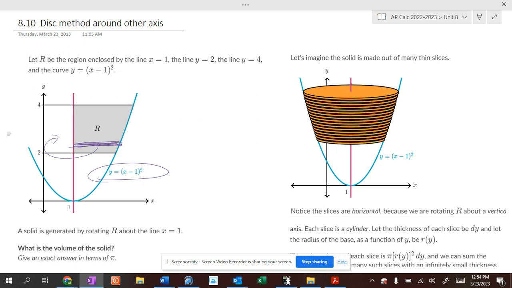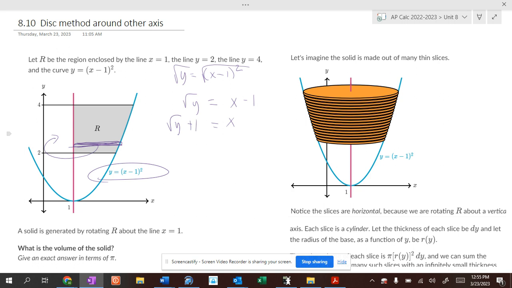I have to get x alone. Okay? Because we're going to wrap around that, which is a vertical axis. So to get x alone, if y equals x minus 1 squared, take the square root of each side. Square root of y equals x minus 1. So x equals the square root of y plus 1.